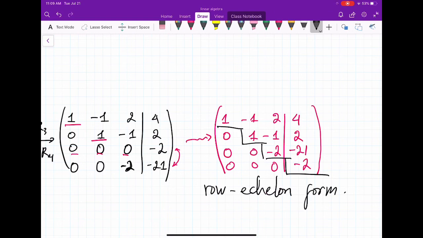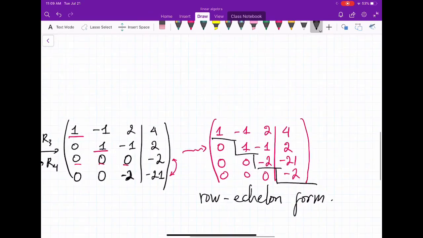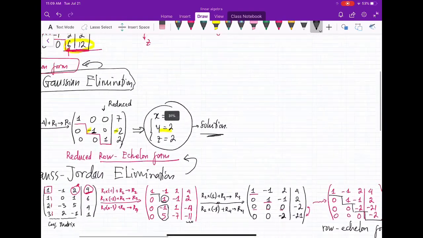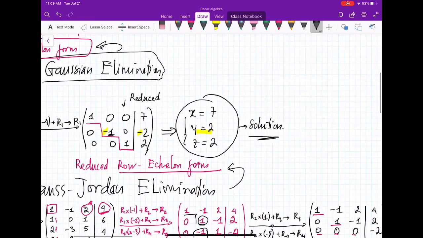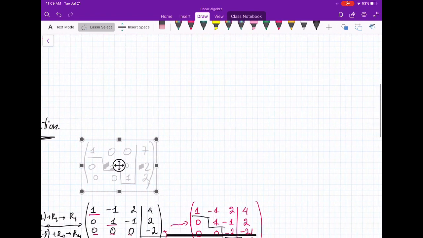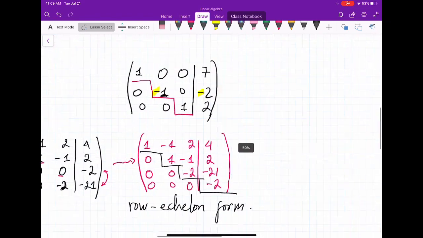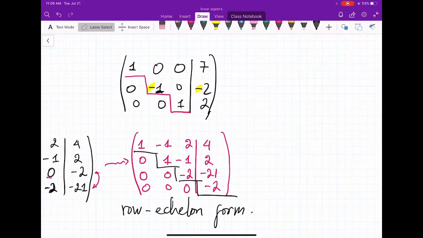What can I see in this form? If you compare this form with the previous examples right here, this one. Okay, let me copy this and then put them together, and then you see it better. I copy this. So look at this. In this example, we have this form, okay?